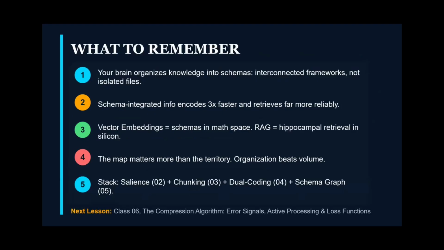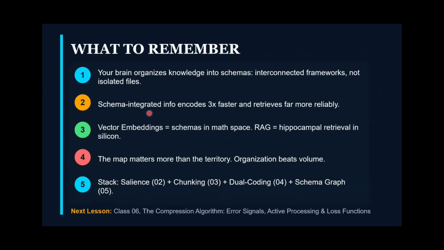All right, so some key takeaways here. What to remember from this lesson: number 1, your brain organizes knowledge into schemas, these interconnected frameworks or networks. You can think of it like a huge web, not isolated files. No matter how much you think someone knows a whole bunch of random information, it's not random in their brain. It is connected to something.